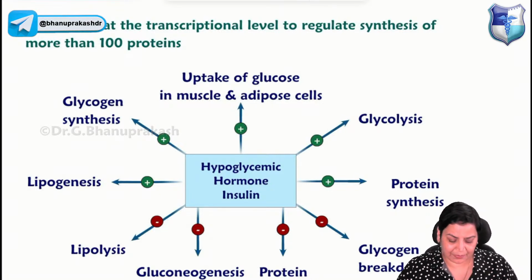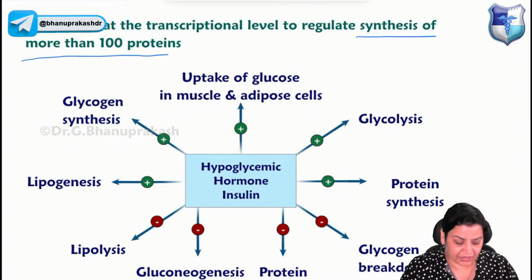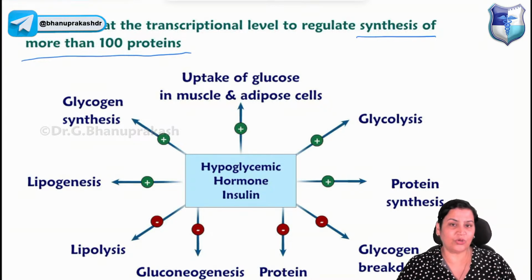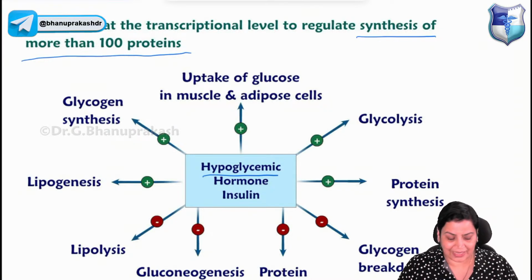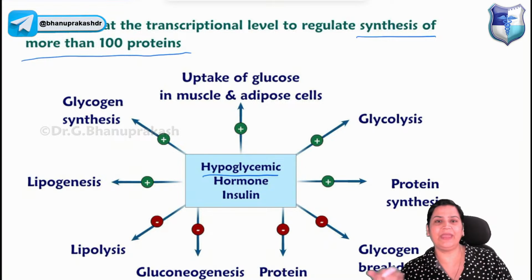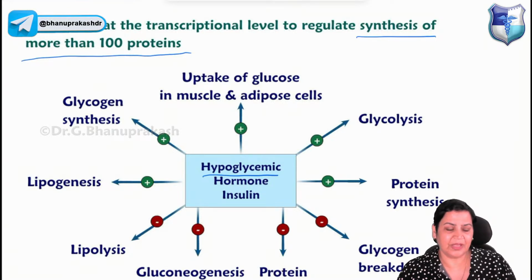So now what happens here is that insulin always acts at the transcription level to regulate synthesis of more than 100 proteins. Right? Now, just now I told you insulin is what? It is a hypoglycemic hormone, okay, and released during hyperglycemia. So now you can just imagine hyper, make it hypo, hypo, making it hyper. So can you now imagine what is this? This is antagonistic relationship. This is a reciprocal regulation.